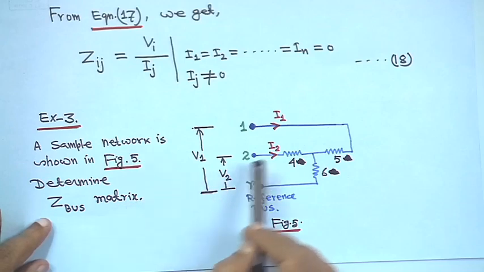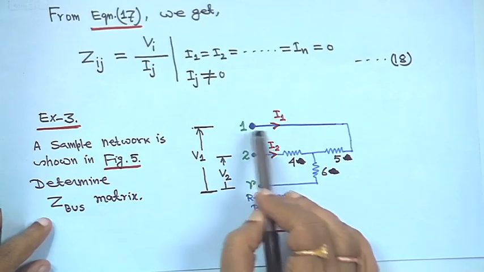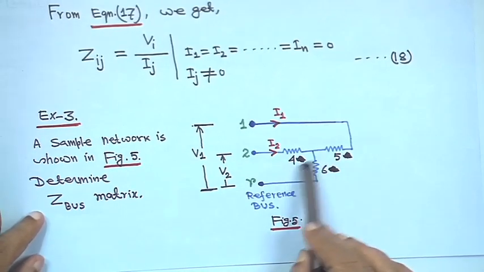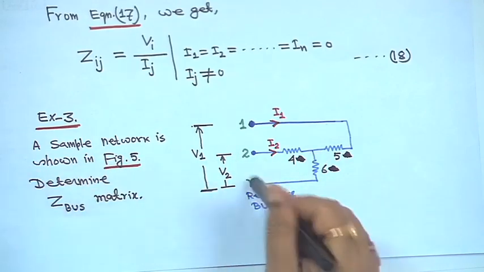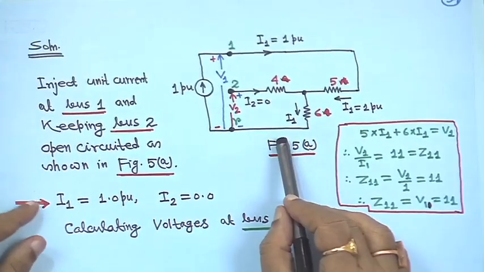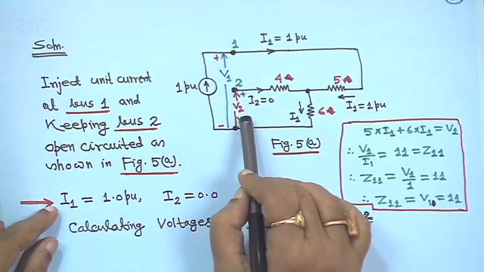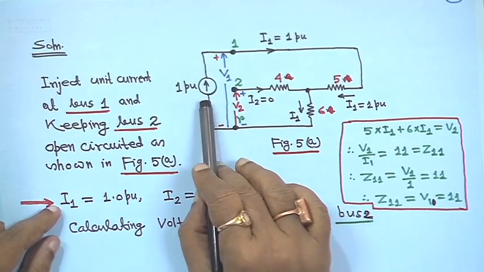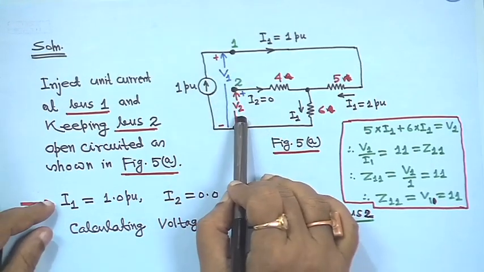So, you have to obtain the Z bus matrix for this system, that is V1 and V2, the voltages of bus 1 and bus 2 with respect to this reference bus, and these are the branch elements 4, 5, 6 we have taken. Now, to get the impedance matrix, first at bus 1, keeping bus 2 open circuited, you inject 1 per unit current at bus 1, but bus 2 is open circuited, right.